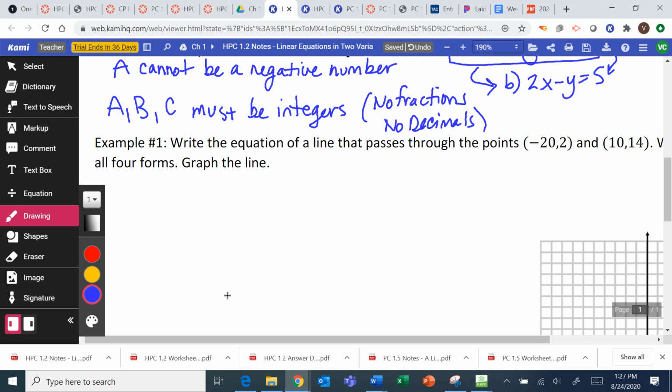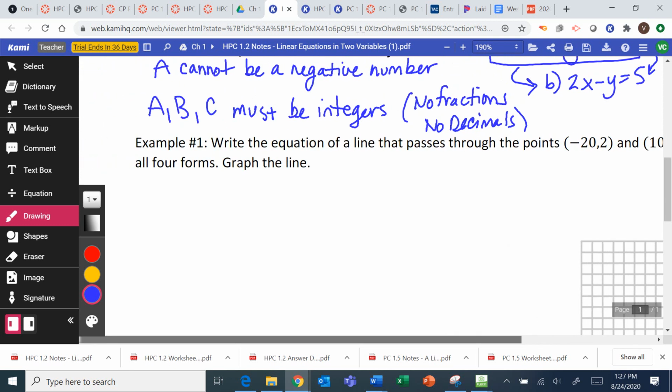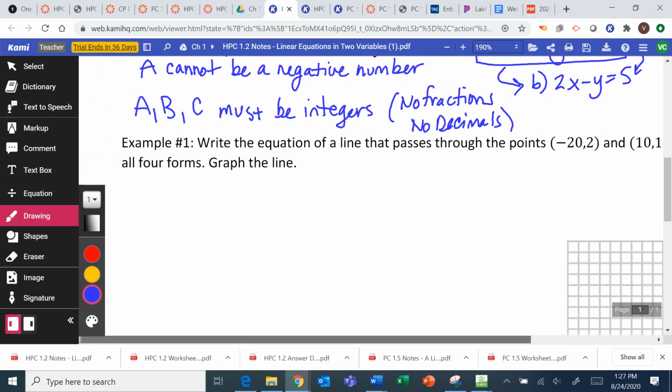All right, example 1. I only made one example. I just figured we'd do everything with this one example instead of having 4 different examples. Write an equation of a line that passes through the points (-2, 2) and (10, 14). We are going to write it in all 4 forms, and we're going to graph the line.